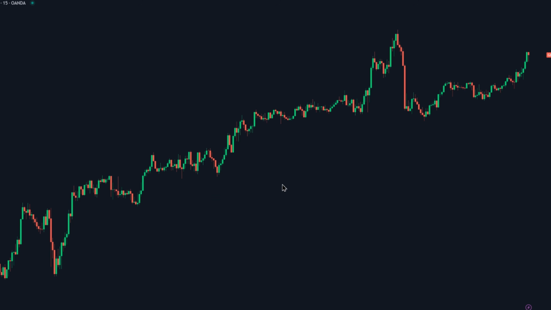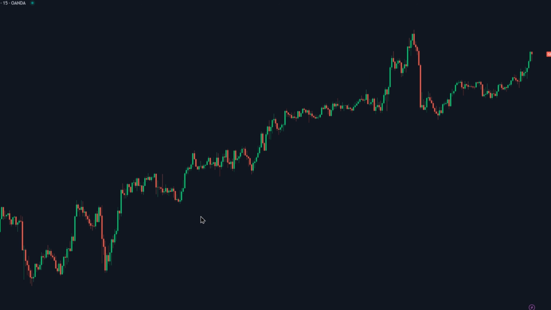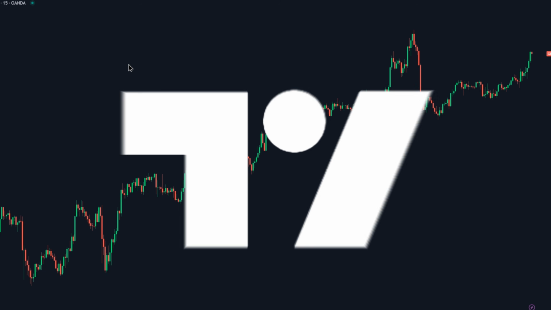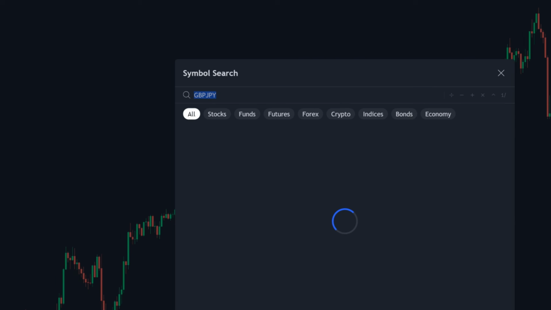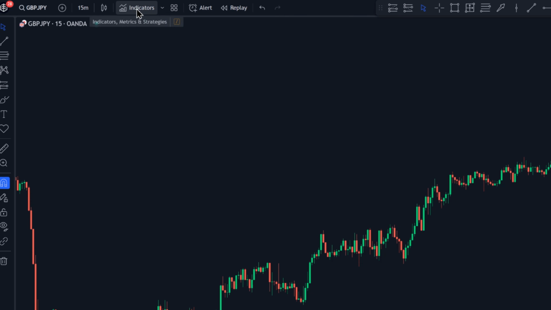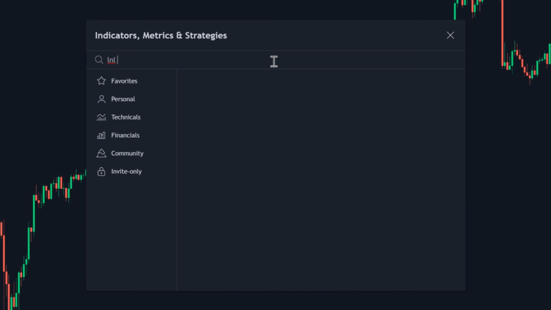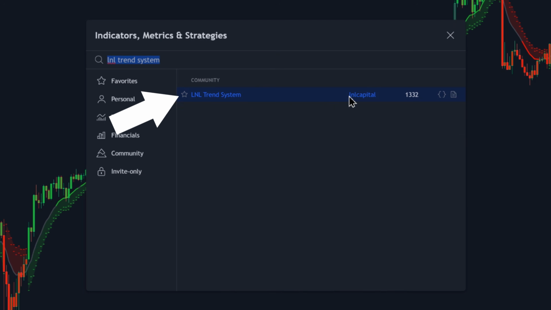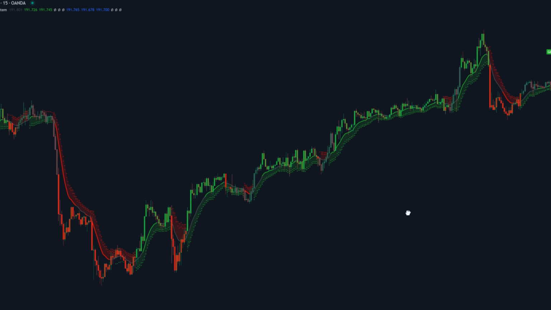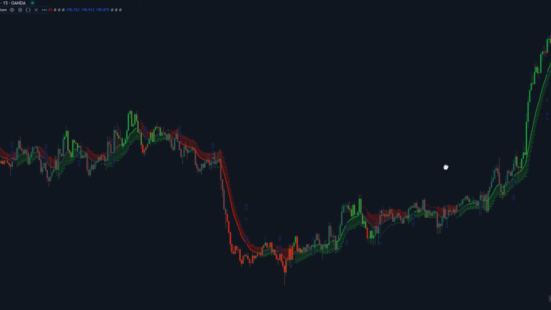Let's get into it. Now, to add this indicator to your chart, you're gonna go to your favorite trading platform. For me, I'm gonna be using TradingView. And then you wanna load the 15-minute time frame of GBP JPY. And then click on indicators so we can look for this indicator. You wanna type in LNL Trend System. This one by LNL Capital. This indicator actually works on any trading security and on any time frame.